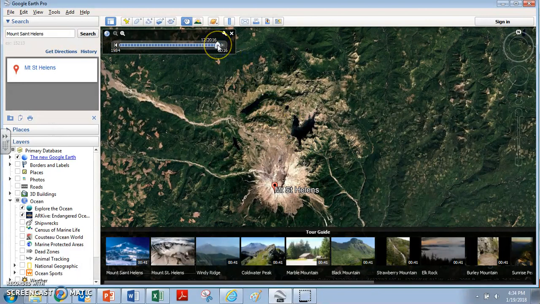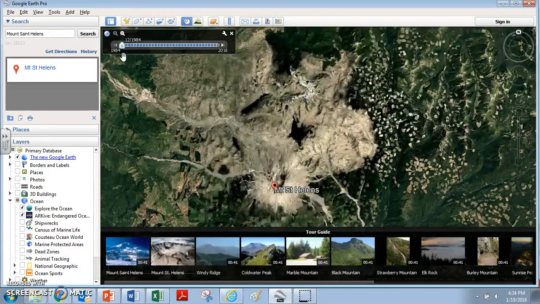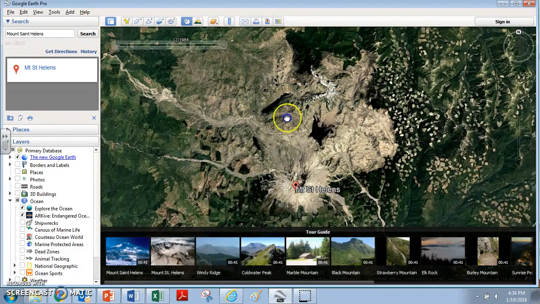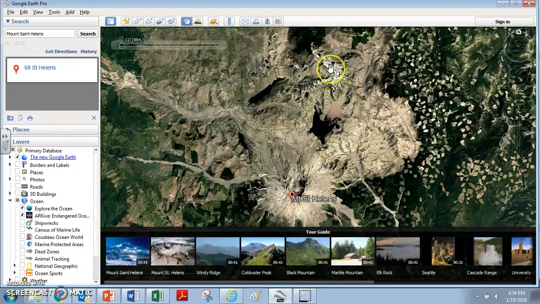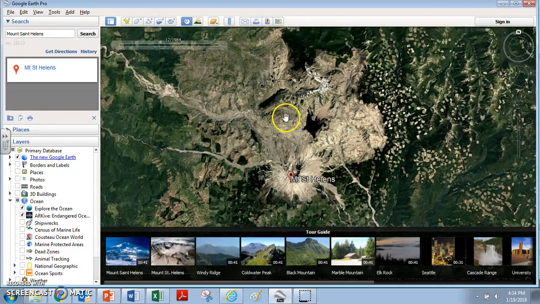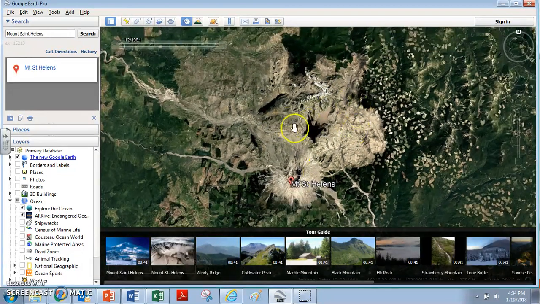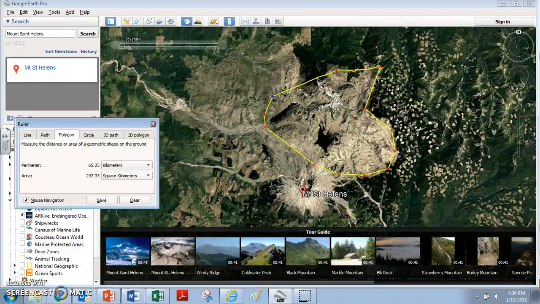But let's jump back to just a few years after it erupted. Holy smokes! What it looks like is, all this was green, right? This was all trees. This was all green. And when Mount St. Helens erupted, all this ash, this huge area of ash, covered all the trees and knocked them all down. Let's take a quick measurement of this and figure out how many square miles or how many square kilometers that is.